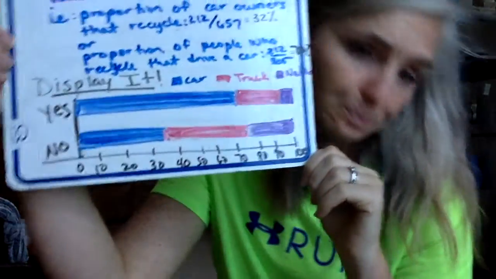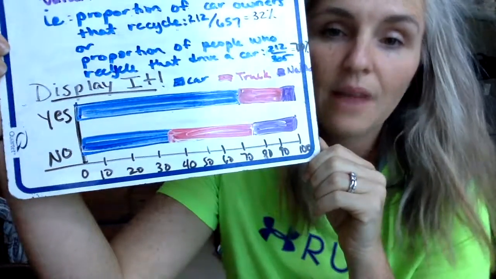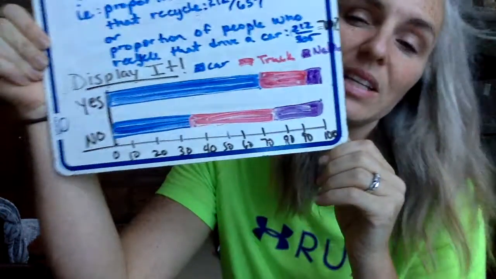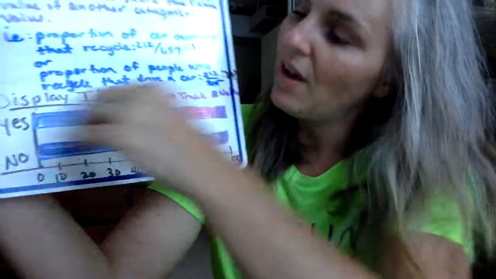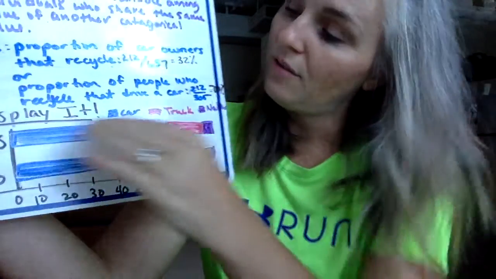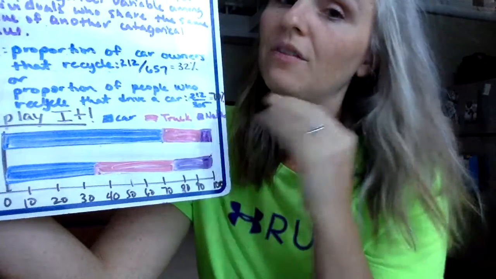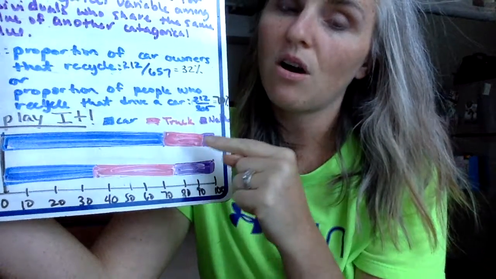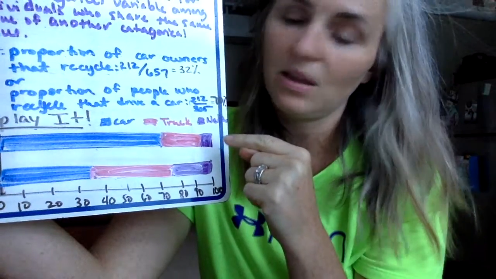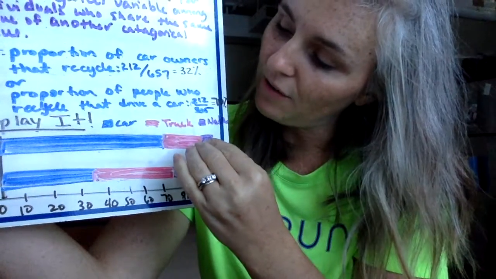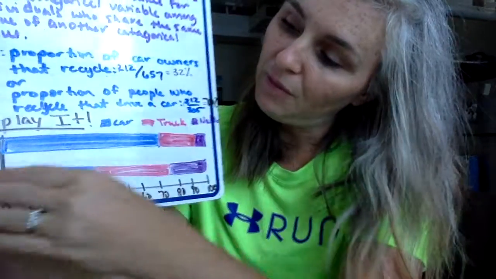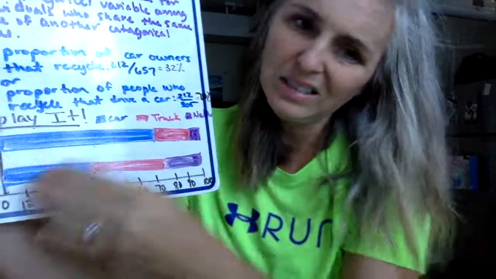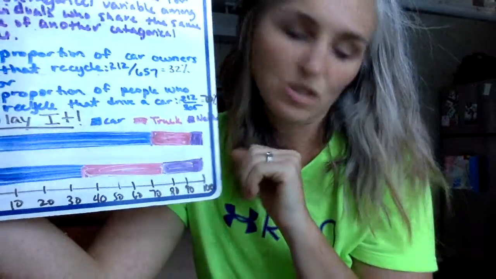How do we display it? You can do side-by-side bar graphs, which I think everybody's pretty comfortable with. I actually like this stacked bar graph better. It's percents. If I display yes, I recycle versus no, I don't recycle, I can very quickly see, if blue is car, red is truck, and purple is neither, that a vast majority of the yeses, I recycle, drive a car. If I don't recycle, there's a little bit of difference, but not a huge difference.